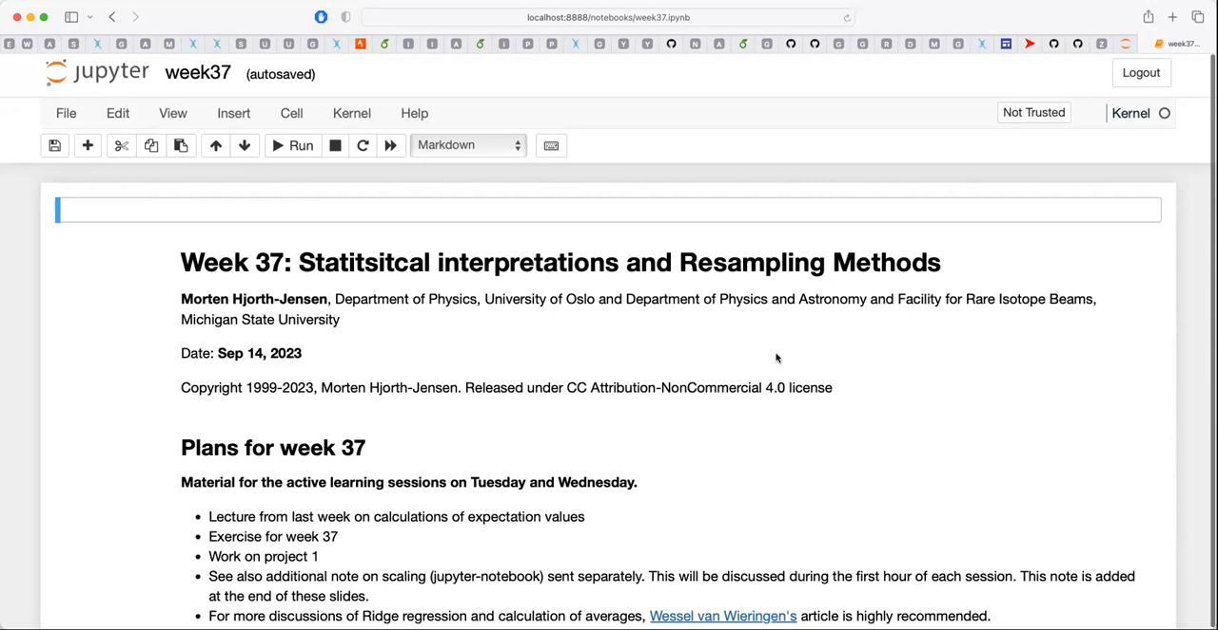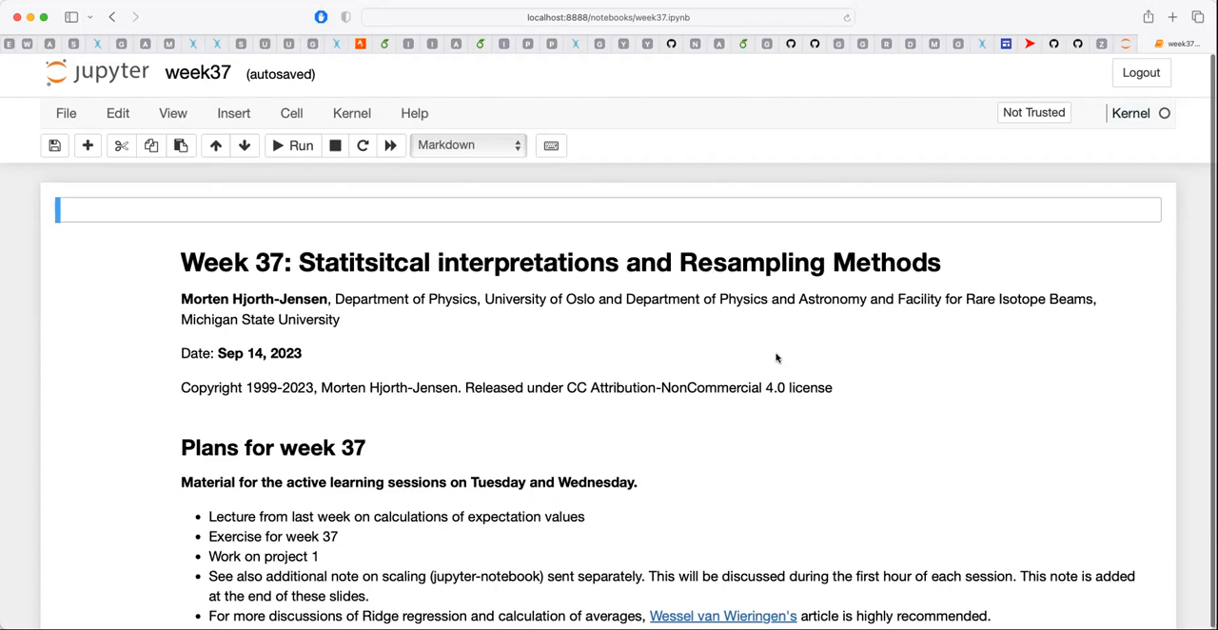So I'm going to reshuffle a little bit the order of the lectures, because last time I was thinking of talking about the statistical interpretation of ridge and lasso. But since I wanted to go through the resampling techniques, which is needed for the project, I would rather start with that piece first, because these are things which you will have to implement numerically when you analyze your data.